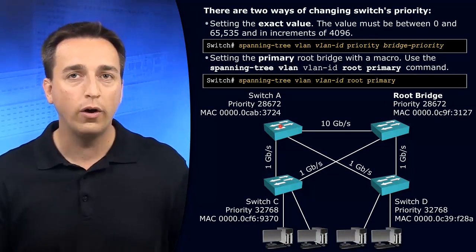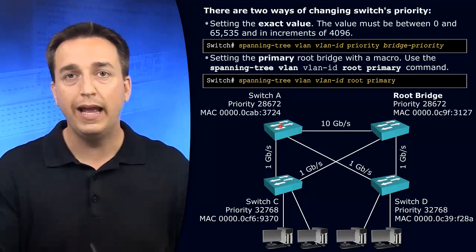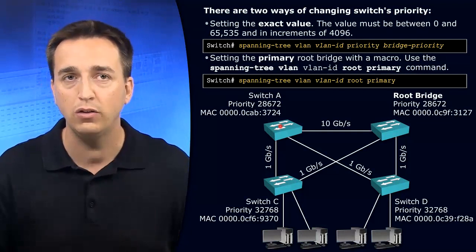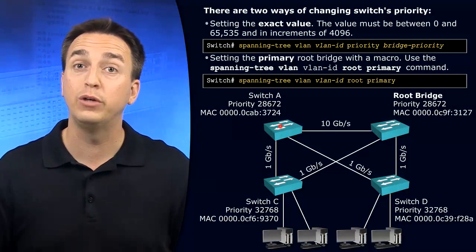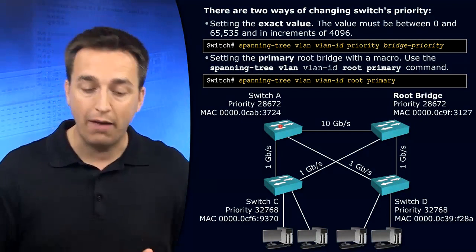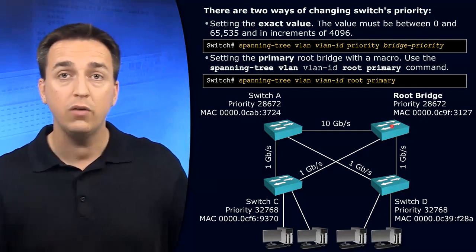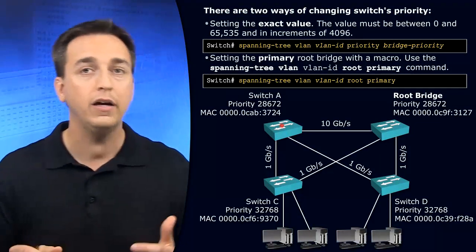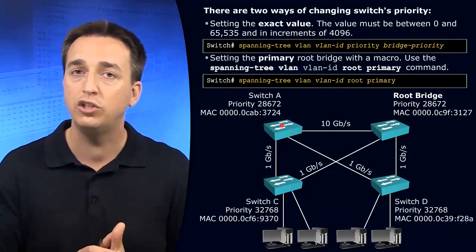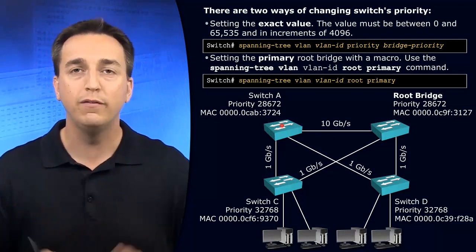And therefore, it will determine a completely new spanning tree topology based on where that root bridge happens to be. So we could have a root bridge for VLAN 10 over here, we could have a root bridge for VLAN 20 over here, and have completely different topologies for each of those VLANs.